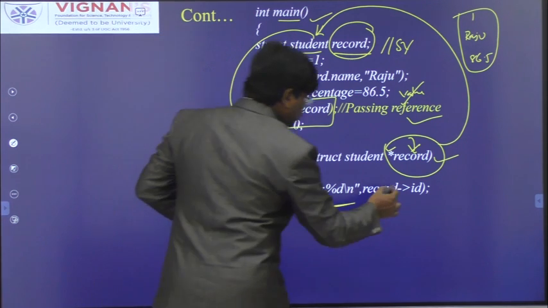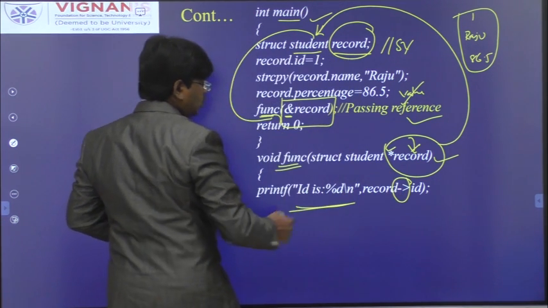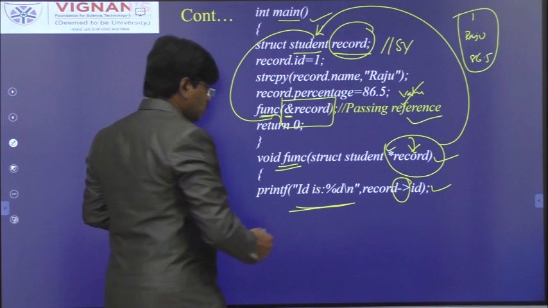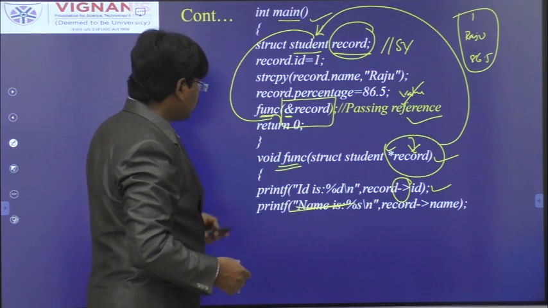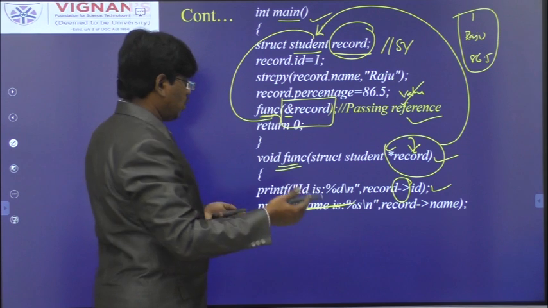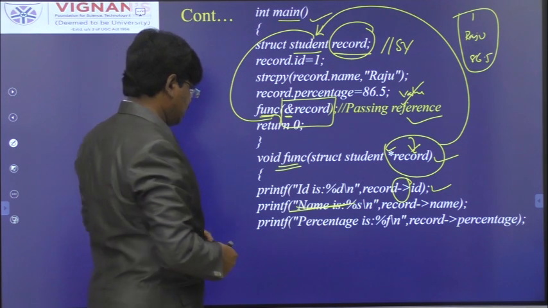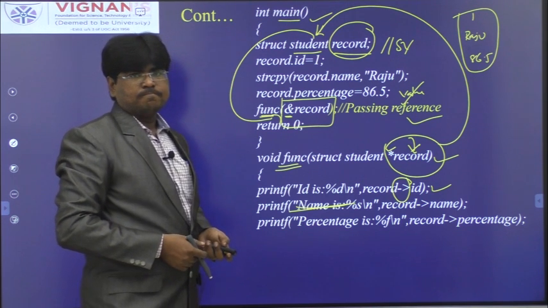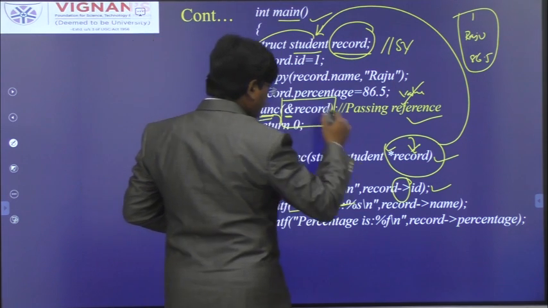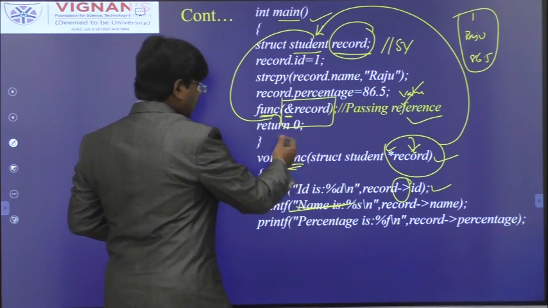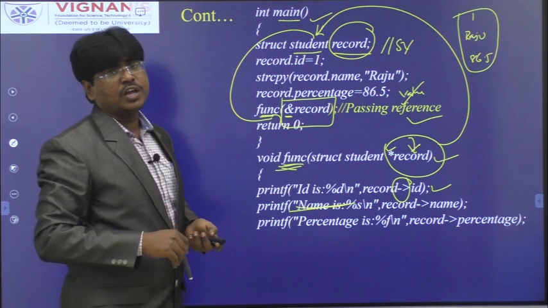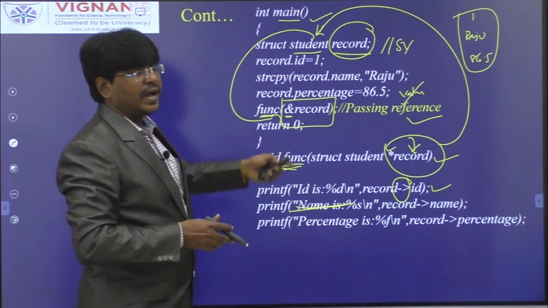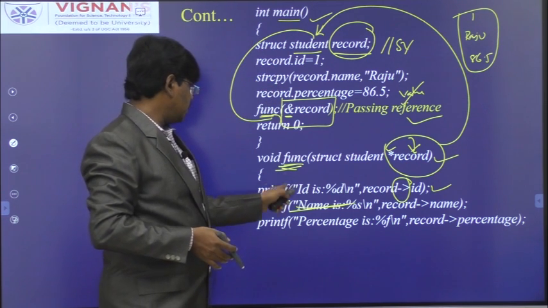In the same way, I am using the arrow operator here. This particular statement is going to display the ID of the student using the pointer. After that, I am going to display the name of the student with the help of the pointer, record arrow name, record arrow percentage. Like this I am going to display all the members of the structure using the pointer. Actually I have not defined that structure in the FUNC function, but FUNC has the capability to print the structure student. How has the capability come? Because the structure is passed by the main function as a reference to this FUNC function.